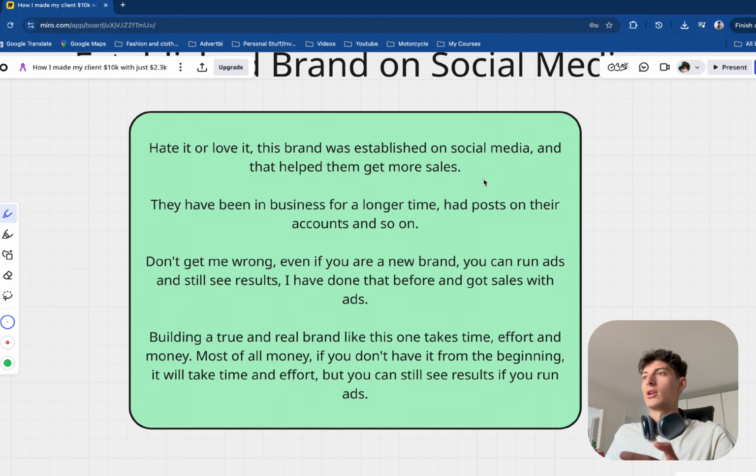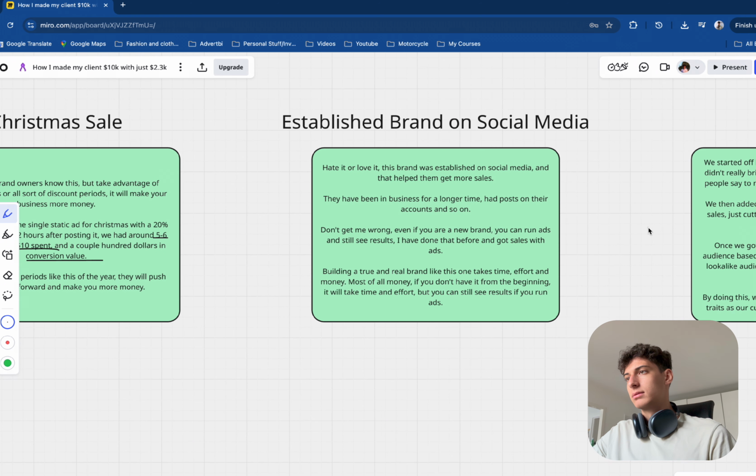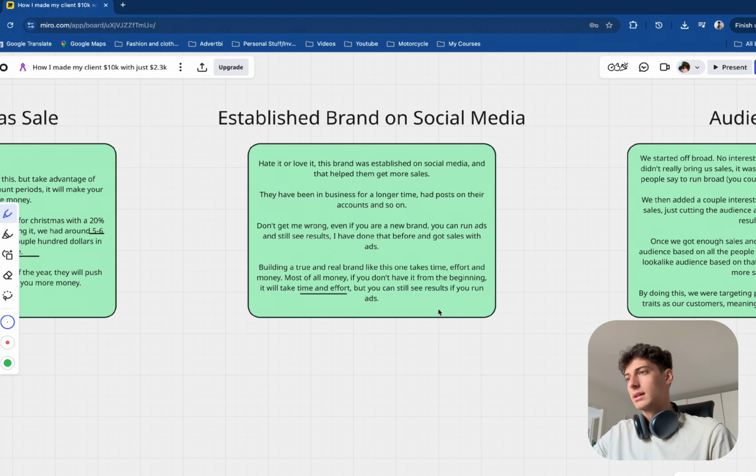If you go on their Instagram, you'd see, oh, this is an established brand, because they are. But also a lot of money, effort, and time has been put into it. They have a whole team behind it, so obviously that cuts the process, and of course their experience makes everything much shorter and easier to run. But if you're just starting out, it's going to be time and effort. But again, you can still see results with ads if you run them.